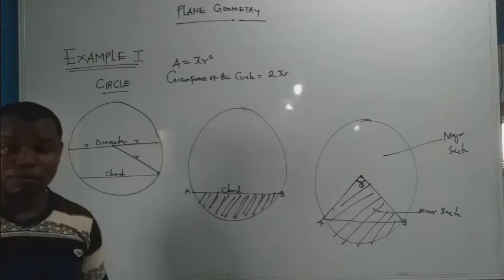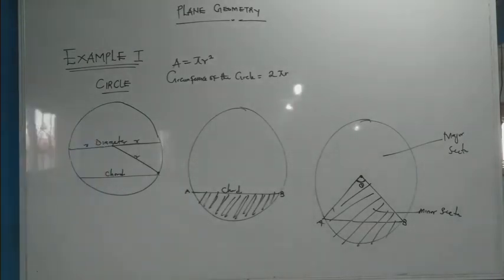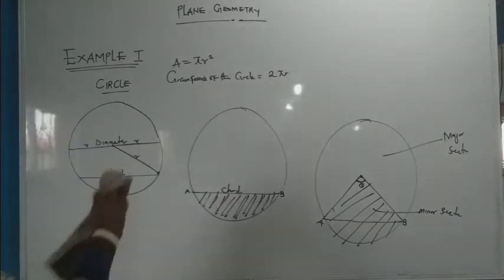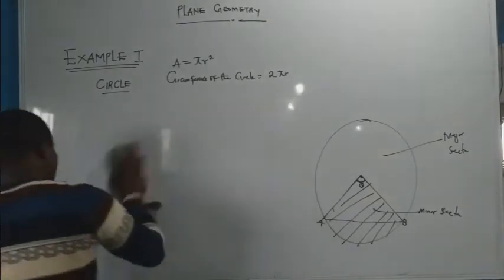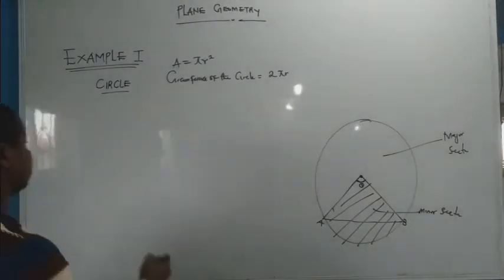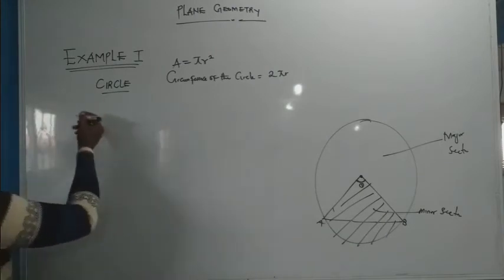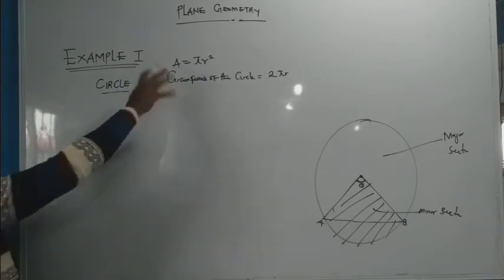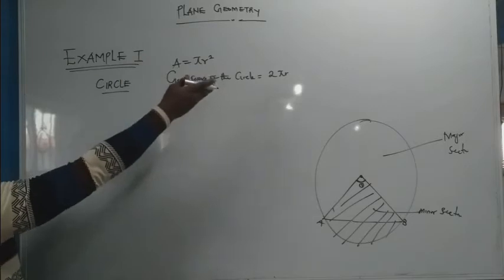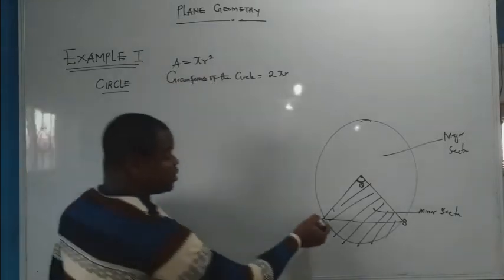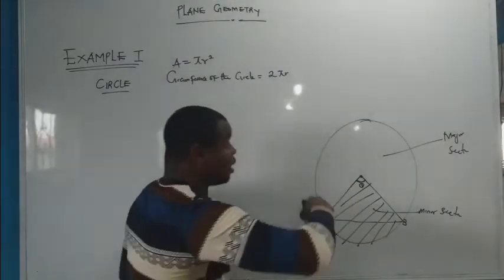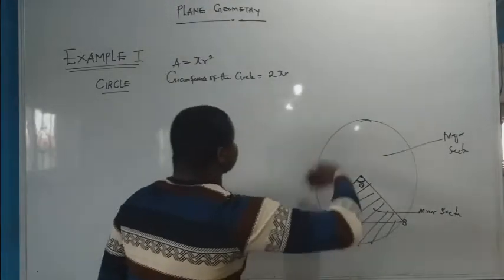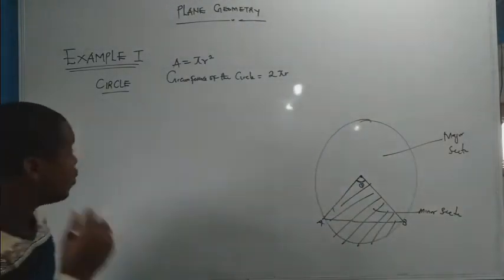So I'm going to list out the formulas you will need in this aspect, for the area of the shaded portion. Let's start with the area of the circle, which is pi r squared. The perimeter of the circle simply means the distance round, the boundary, like the circumference. That's 2 pi r.